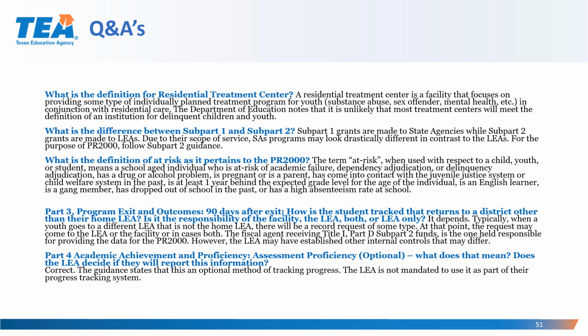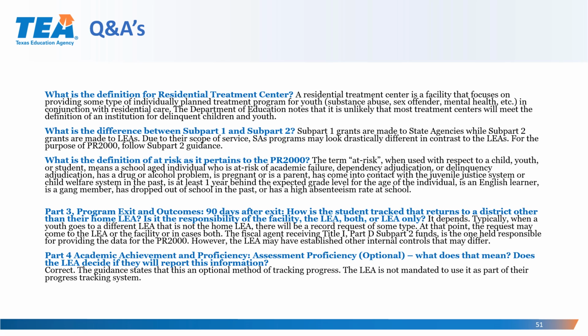What is the definition of at risk as it pertains to the PR2000? The term at risk, when used with respect to a child, youth, or student, means a school-age individual who is at risk of academic failure, dependency adjudication, or delinquency adjudication, has a drug or alcohol problem, is pregnant or is a parent, has come into contact with the juvenile justice system or child welfare system in the past, is at least 1 year behind the expected grade level for the age of the individual, is an English learner, is a gang member, has dropped out of school in the past, or has a high absenteeism rate at school.